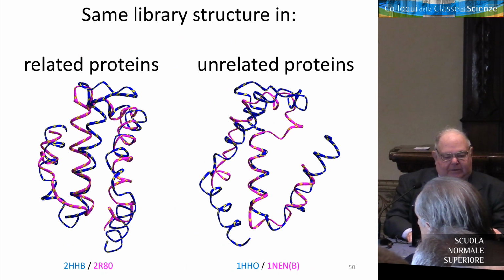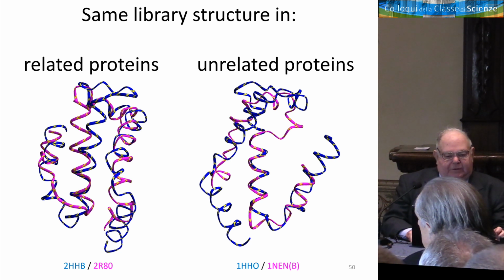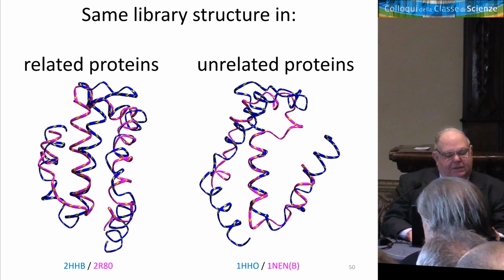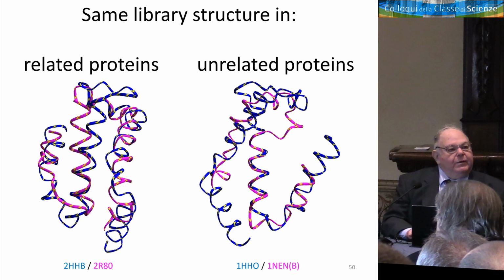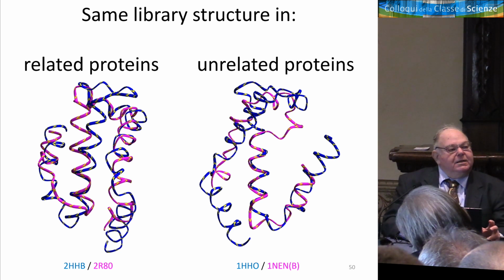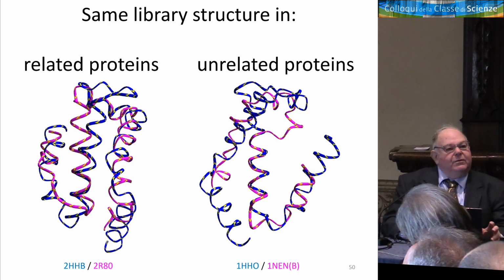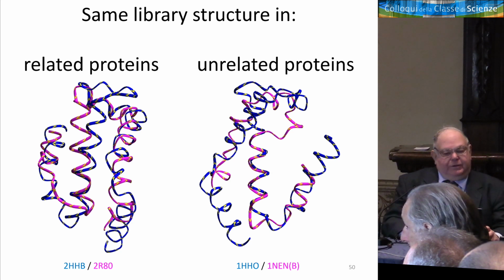Here's an example of the same library structure in related proteins and unrelated proteins. And notice that it fits much better in the related proteins than the unrelated proteins. But on the right, the two unrelated proteins containing the same library structure have the same sequence of secondary structure elements, making the same contact pattern with roughly the same orientation.